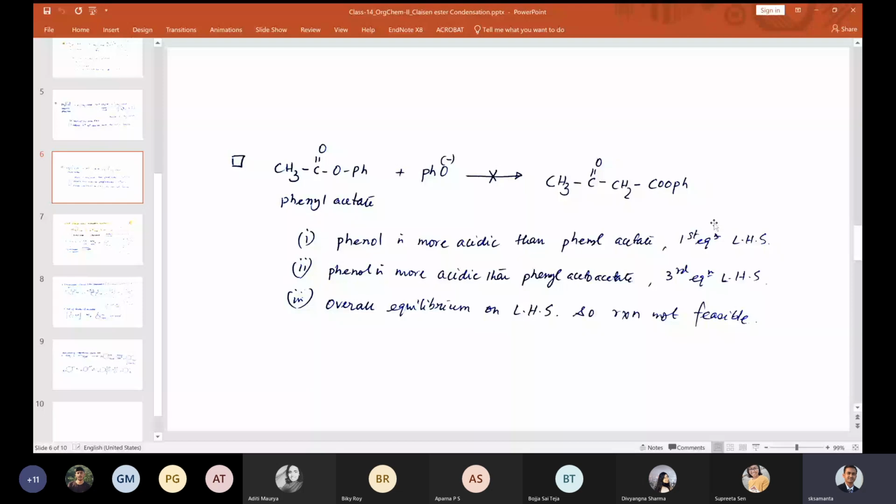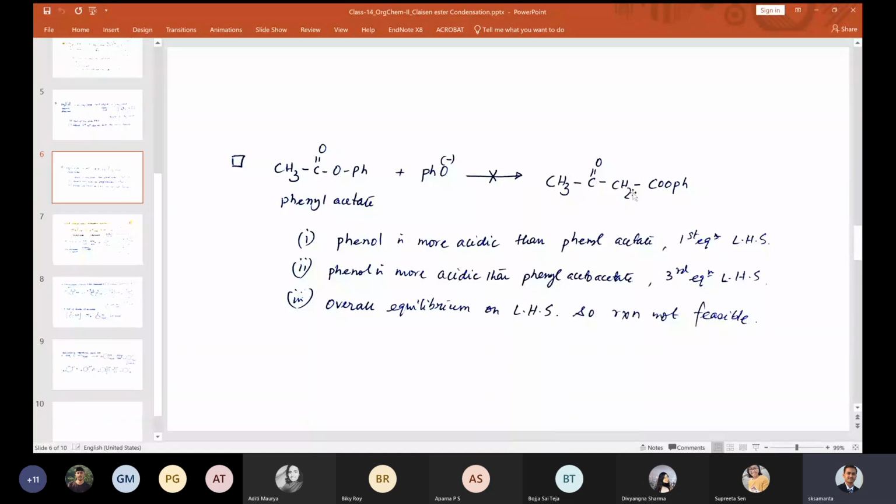Okay, I should have somehow shadowed this one, but okay, now you can easily understand that this reaction is also not possible. Okay, why is this reaction not possible? Because you have to always think about the first equilibrium and third equilibrium. So the first equilibrium here is not possible, it will be towards the left hand side, because here your phenol is more acidic than phenyl acetate. So this is your phenyl acetate, this is the phenoxide, but it will form the phenol here plus phenol. So phenol is always more acidic than phenyl acetate, so definitely it would stay back towards the left hand side.